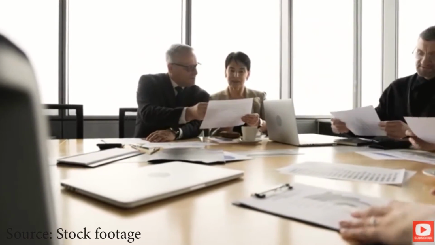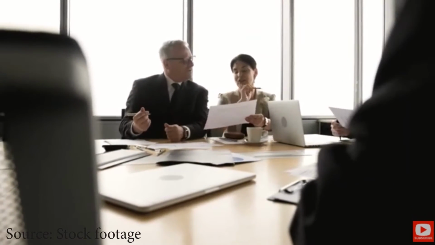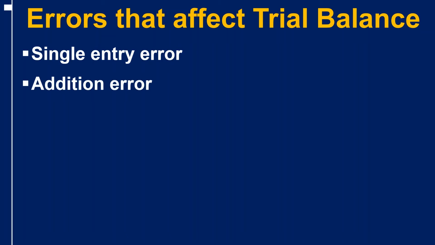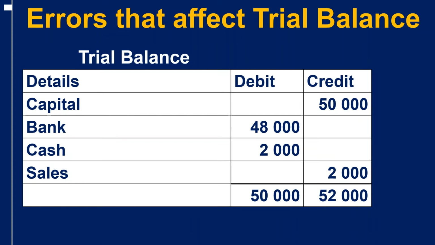When businesses prepare accounting records, sometimes errors are made. Some of these errors affect the trial balance. The errors that affect the trial balance are as follows. Number 1, single entry error. Number 2, addition error. Number 3, error in completing the double entry. These errors affect the debit entry and the credit entry with a different amount. This error causes the total of the debit side and the credit side of the trial balance not to agree with one another.